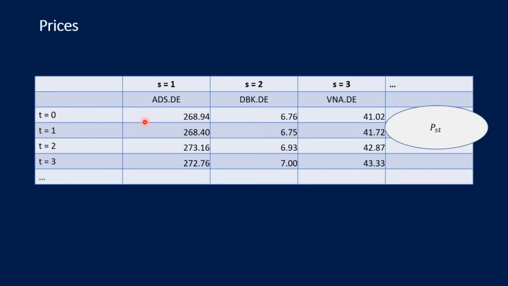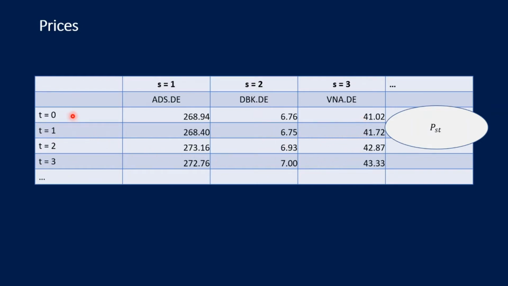Well, what we see here is typical price data from the stock. So here we see the adjusted close price, adjusted for dividends and other things like stock splits. So here we see Adidas from Germany, Deutsche Bank and Vonovia, and Adidas has €268.94, then €268.40, and so on and so forth. Deutsche Bank the same but a lot smaller, and Vonovia.